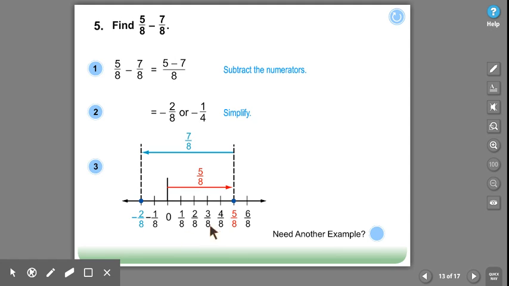Here they just drew a number line for you. You started at 0, you moved over 5/8, and then you moved left 7/8, and that's how you ended up at negative 2/8. Again, you can use a number line if you want. If you don't feel comfortable, don't even worry about it.